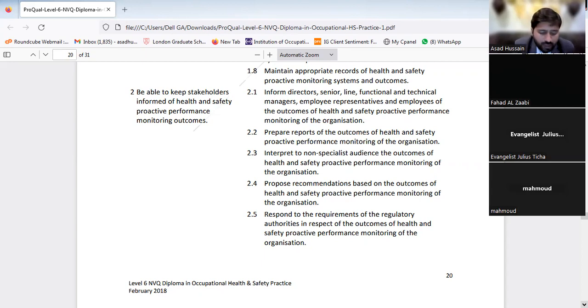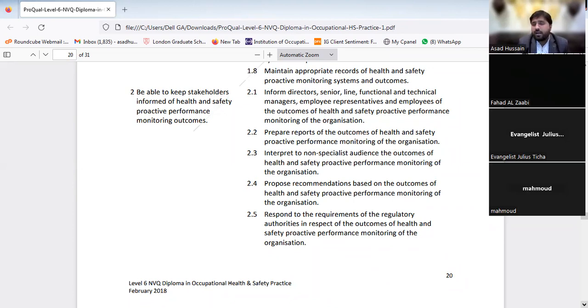Okay. In 2.2, it is asking about preparing reports of the outcomes of health and safety proactive performance monitoring of the organization. Do remember that if you want to communicate something, share information or discuss something, you should have a proper reporting system. Just remembering things and sharing them with stakeholders is not enough, because stakeholders or interested parties can ask how you are saying this and what evidence you have. So you need to prepare reports for this.